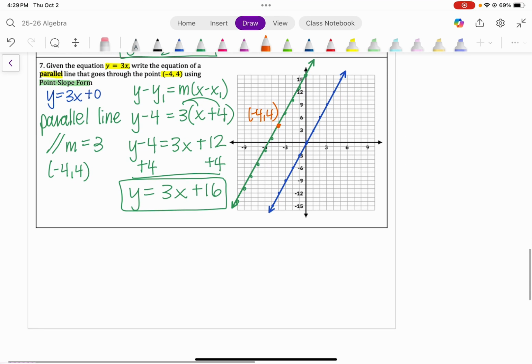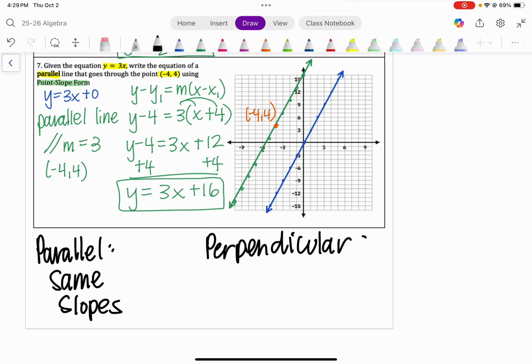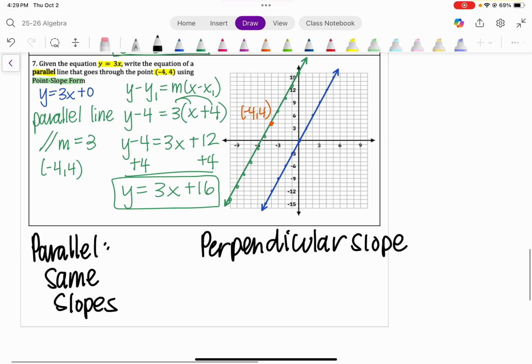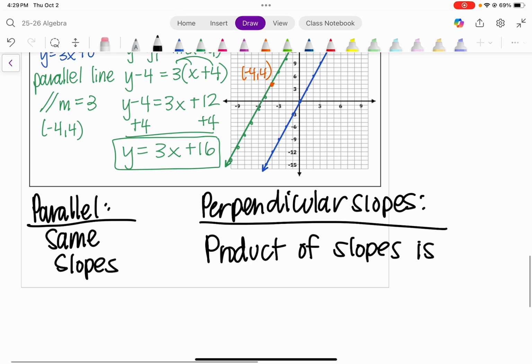All right, so again, to wrap up, parallel slopes: this was old news. Perpendicular slopes: their product has to be negative 1. So let's say you have a slope of 2/5. The perpendicular slope would be negative 5/2, because when you multiply that, you're going to get negative 10/10, which would give you negative 1.